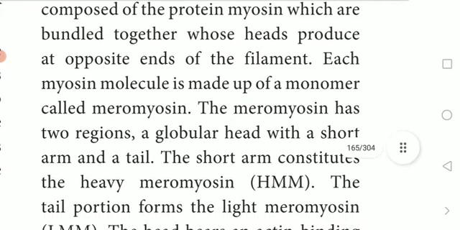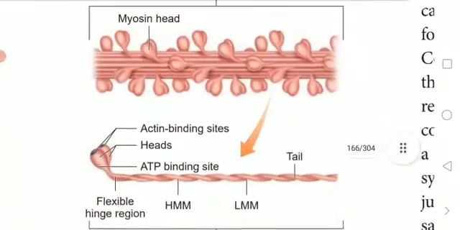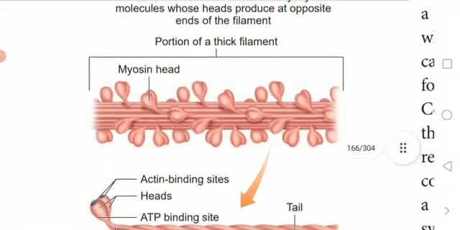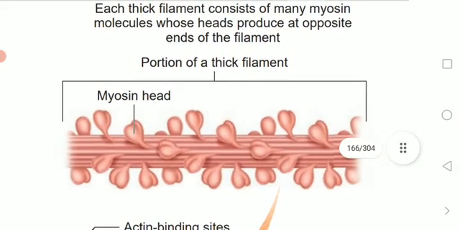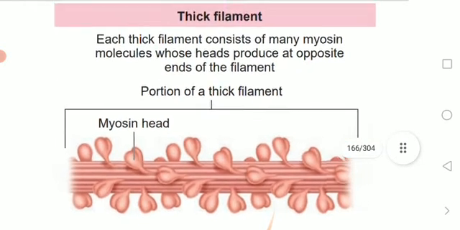The meromyosin has 2 regions: a globular head with a short arm, and a tail. The short arm constitutes the heavy meromyosin. HMM means heavy meromyosin. Just underline that one. I'll show you the diagram here. This is the structure of myosin, the contractile protein I told you about.